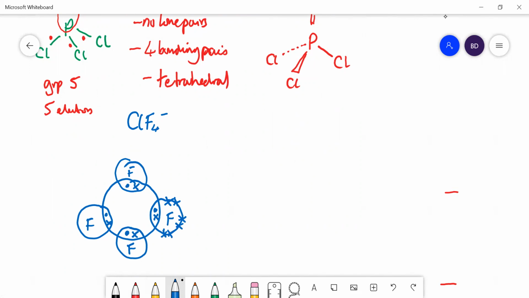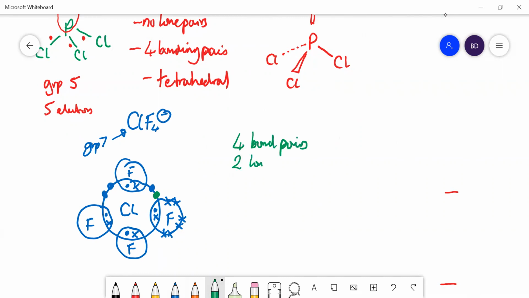That's not really important in the shape. But the chlorine here, I have drawn 4 dots for the chlorine. Chlorine is in group 7. So I've only drawn 4 of the 7 electrons. So I need to draw 3 more: 1, 2, 3. But this is ClF4 minus, so there's an extra electron which is taken somewhere else. There it is. Okay, so what we've got here is 4 bond pairs, and we've got 2 lone pairs. That's a total of 6 pairs altogether. So the basic shape would be octahedral.